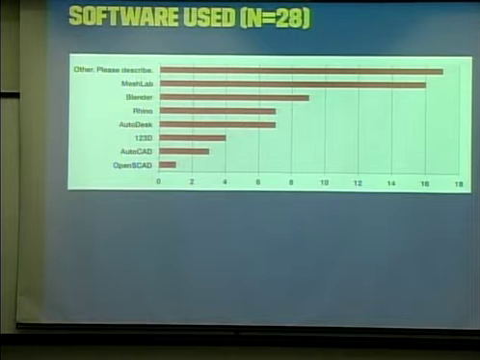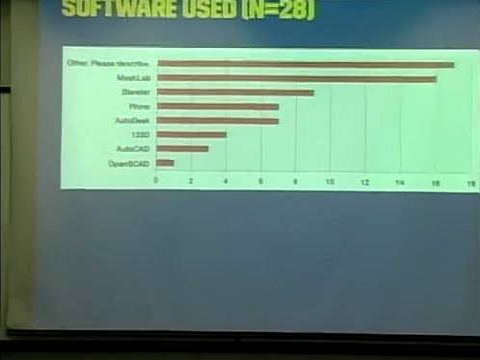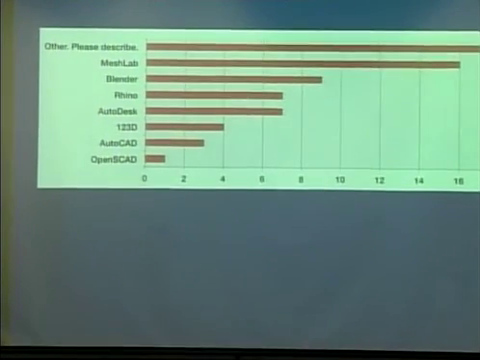So I also asked people what kind of software they're using, again, just to get a sense of what is going on. MeshLab is a particular commercial software. Blender is an open source software. Rhino is commercial. Autodesk 123D is a photogrammetry software. You can actually get it on your phone.